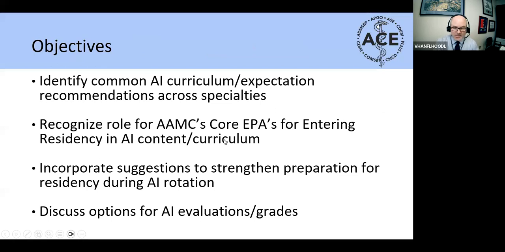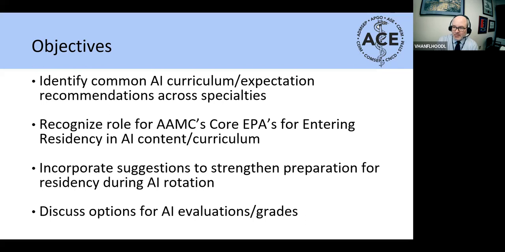These are the objectives. Not everyone here is a sub-I director or an AI director. Some of you are probably not even clerkship directors. I would say that third bullet, though, is hopefully of broader interest to all audience members about things that we can do in the curriculum, wherever it might be. In this case, it's during the AI rotation to strengthen student preparedness for residency. I am going to look at 3 specialties for which I was able to find curricula for the sub-I: medicine, peds, and family medicine.